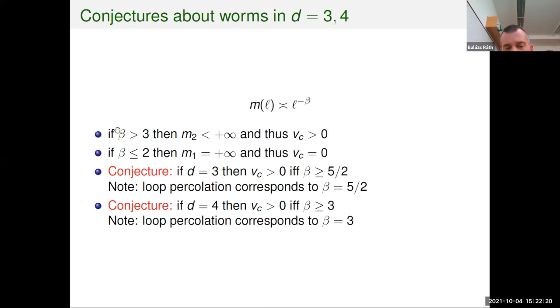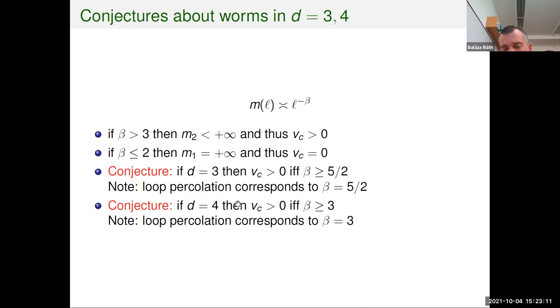First of all, it trivially follows from the second moment lemma that if beta is greater than 3, then the second moment is finite, therefore you have phase transition. But if beta is less than or equal to 2, then the first moment is infinite, and therefore there is no phase transition because everything is covered by worms. So the interesting regime is when beta is between 2 and 3. And here's the conjecture in 3 dimensions that the threshold for beta is 5/2. So we conjecture that you have phase transition if beta is halfway between 2 and 3, and note that loop percolation, where they show non-triviality of phase transition, corresponds to exactly the case where beta is 5/2.